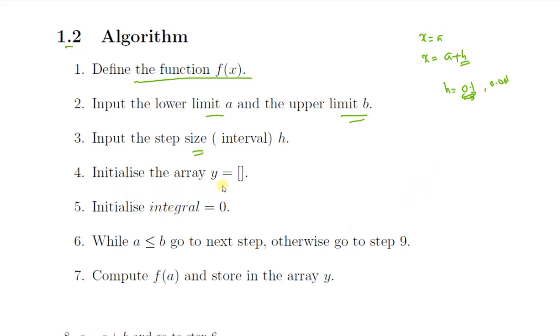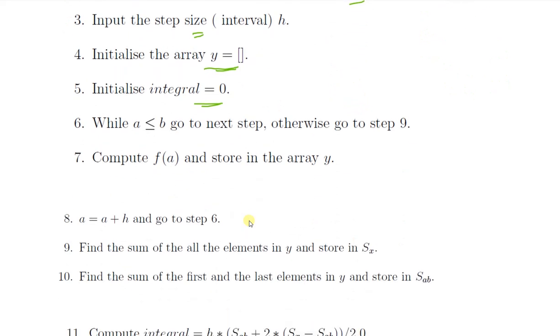Now initialize an array. You can define an array like this in Python. Initialize the integral, the initial value y0. Now while a is less than or equal to b, we have to perform this operation until the value of x goes from a to b. So check whether a is less than or equal to b. If a is less than or equal to b, go to the next step. What is the next step? Compute f of a and store it in the array y.